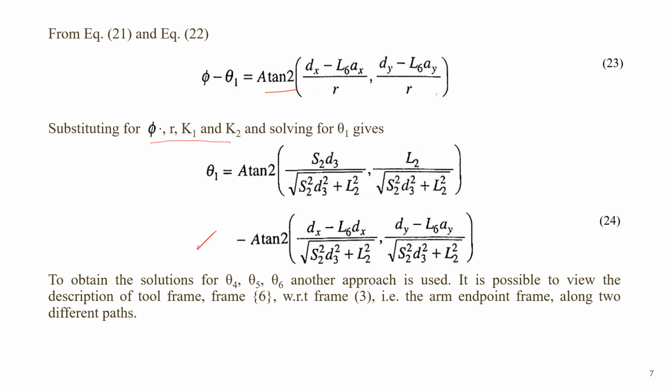So now what we have got? We have got theta 1, theta 2, and also d3. The Stanford manipulator is a 6 DOF manipulator, so we need to get the remaining joint variables, that is theta 4, theta 5, and theta 6. For this we will be using another approach. Okay, so we'll see what it is.